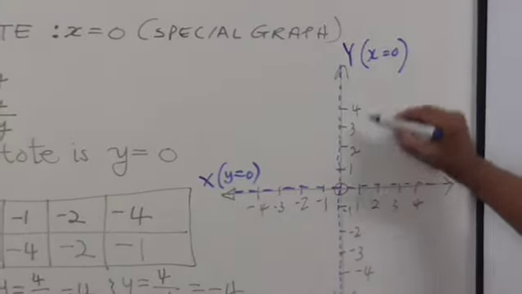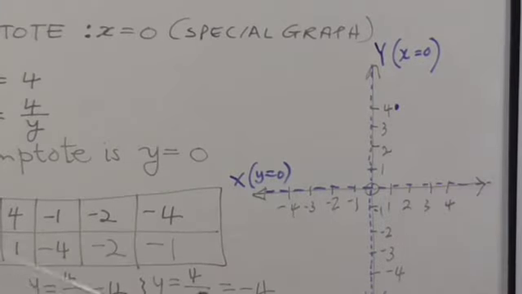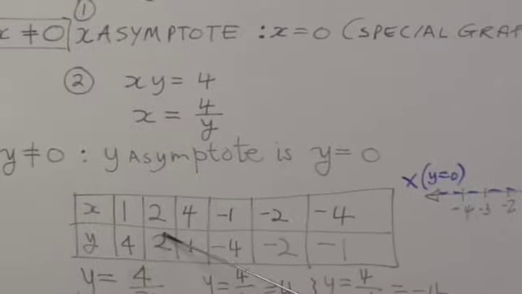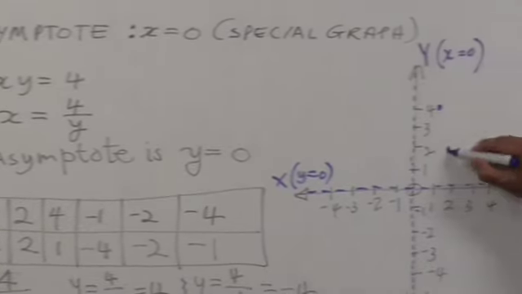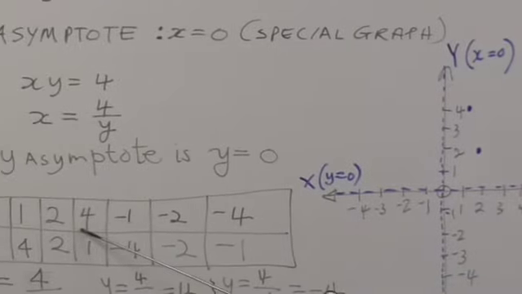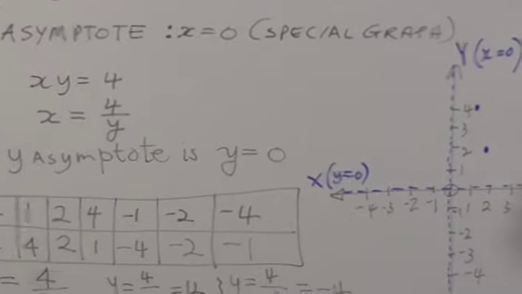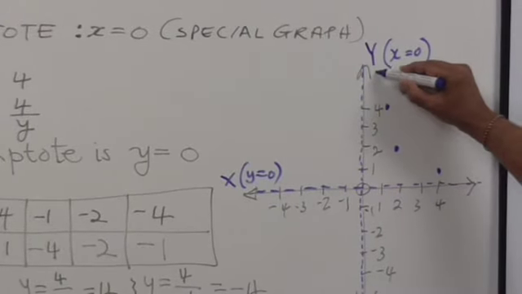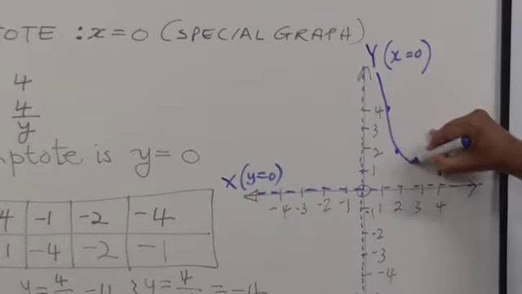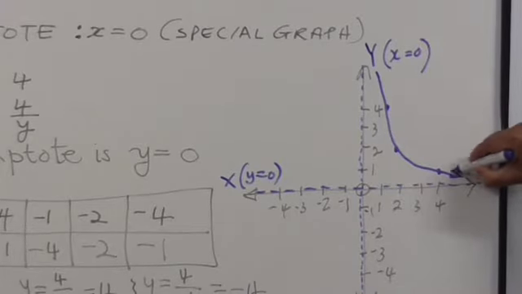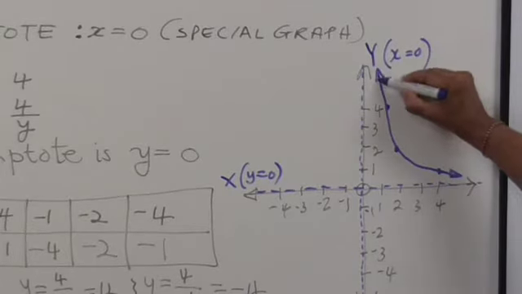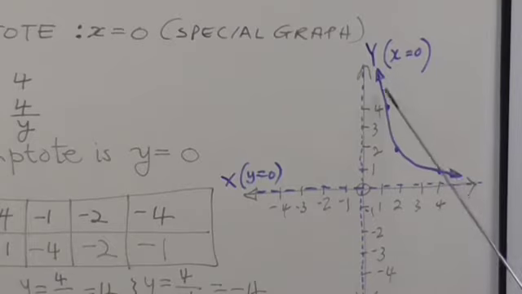So you got 1 and 4 here. You got 2 and 2 here. You got 4 and 1 here. Then you join them. So that's how the graph will look. Now this graph is going to go very close to this line, but you will never touch it. This graph will go down here very close to this line, but never touch it.